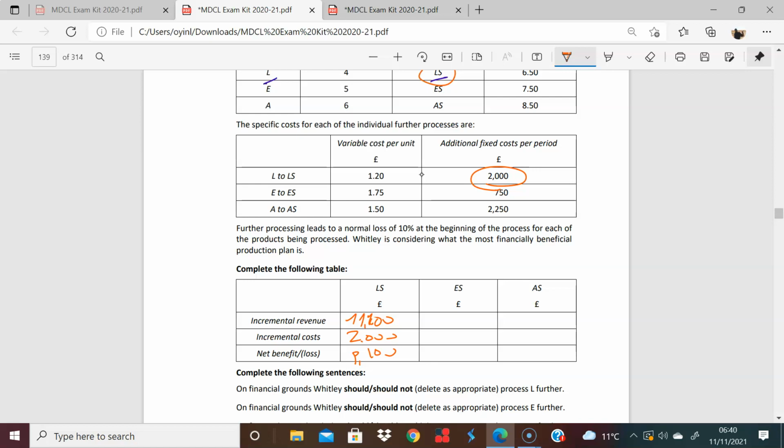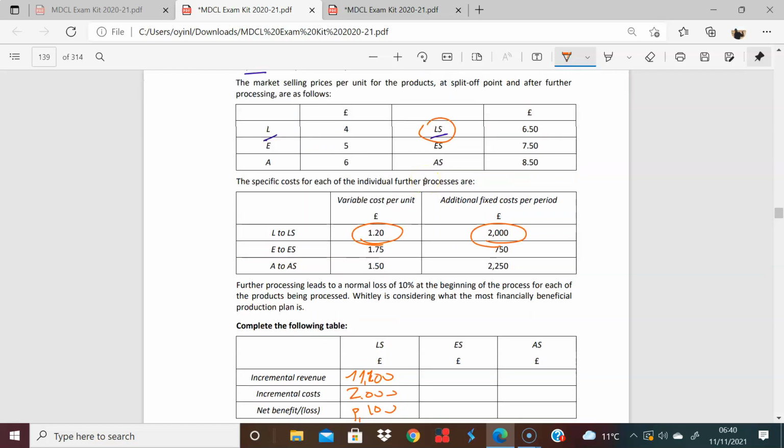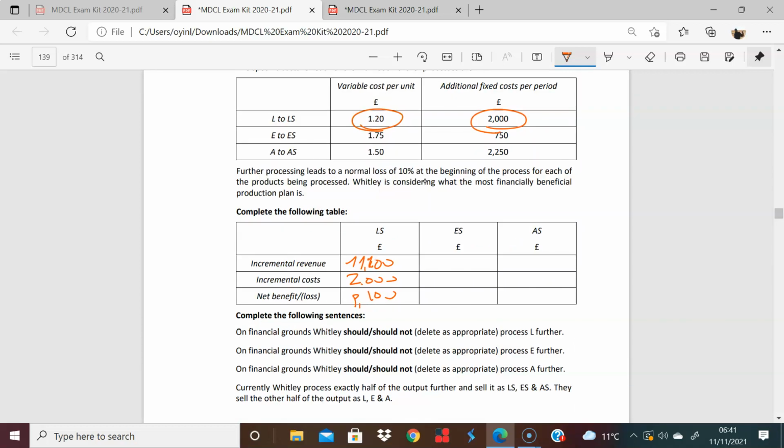Well, sorry, forgive me. That's your additional fixed cost, and of course we have to take into consideration for each further process the variable cost as well. I almost forgot that. Let's just include that.